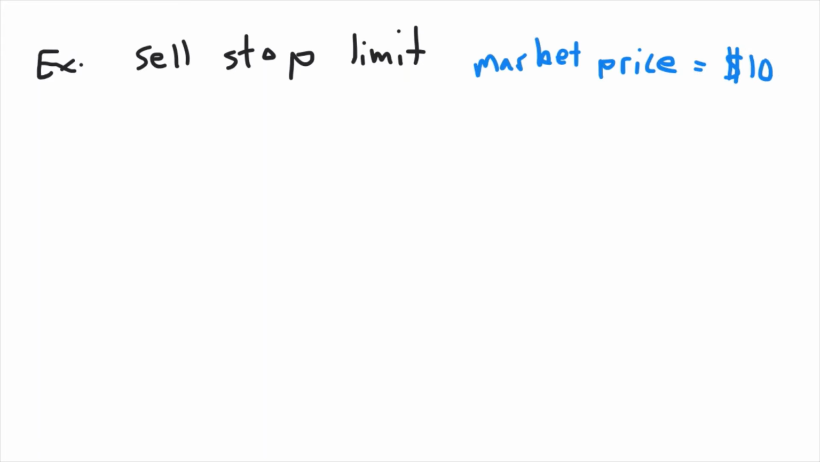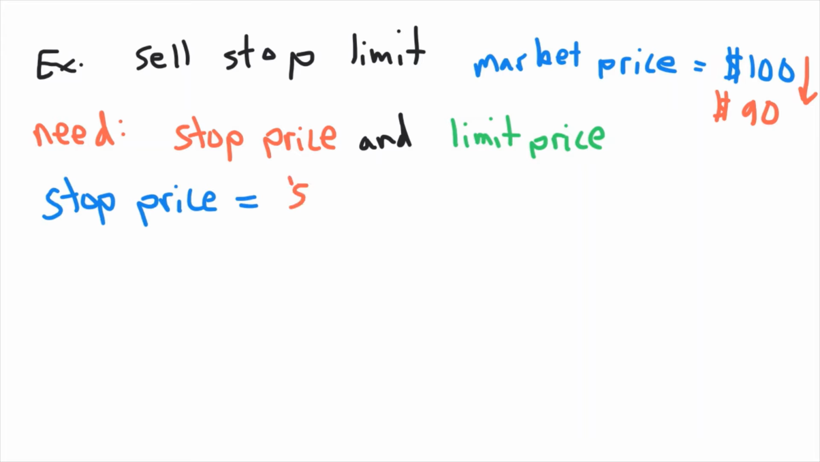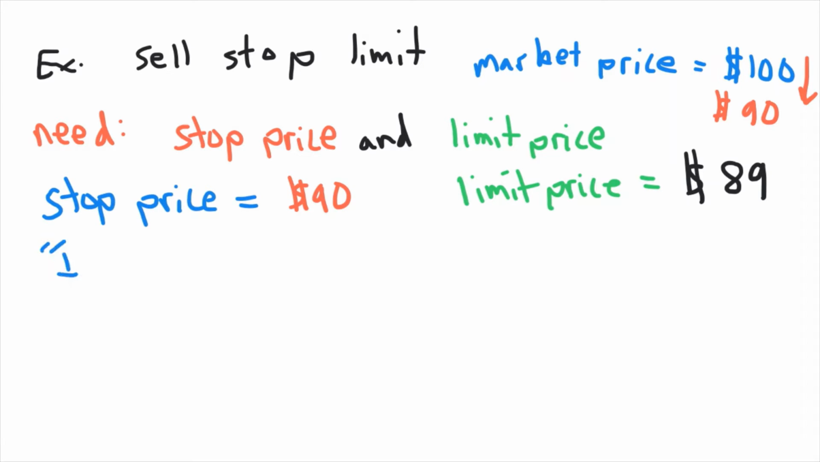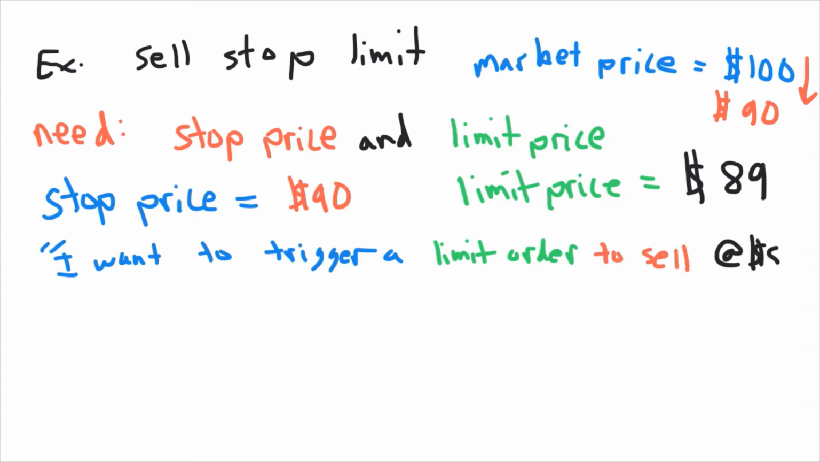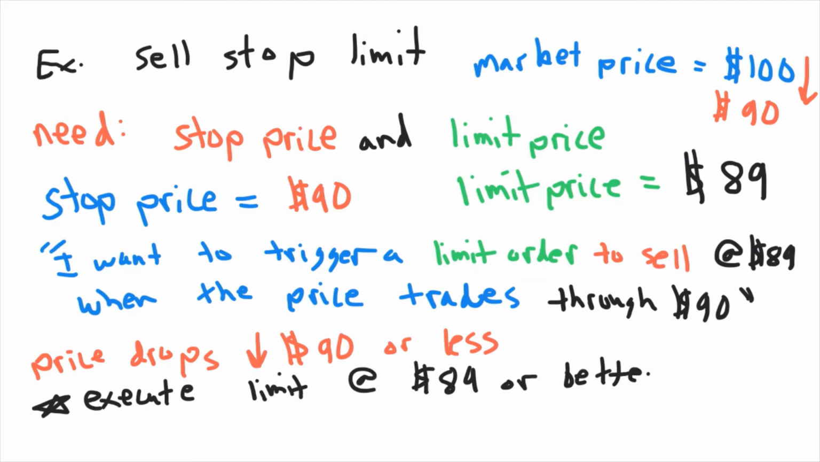So if we do a sell stop limit, market price is 100, we want it to drop to 90, we need to specify both a stop price and a limit price. So if we say the stop price is 90 and the limit is 89, we're saying to the market, I want to trigger a limit order to sell at 89 or better when the price trades through 90. So if the price drops and trades through $90, so it goes to 90 or less, it'll trigger a limit order to execute at 89 or better.